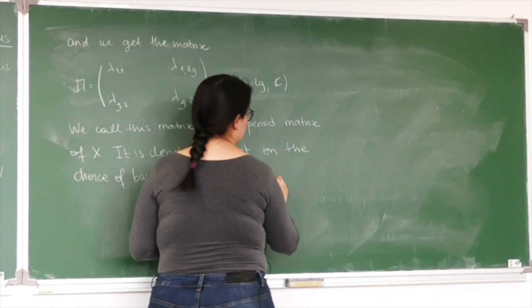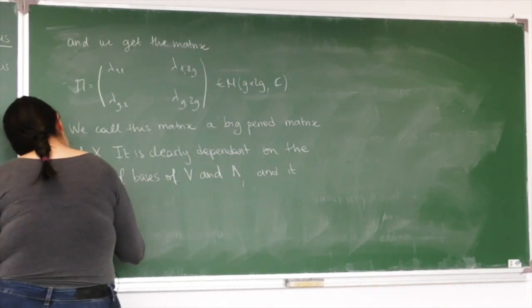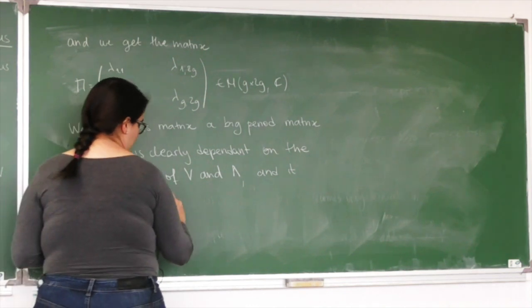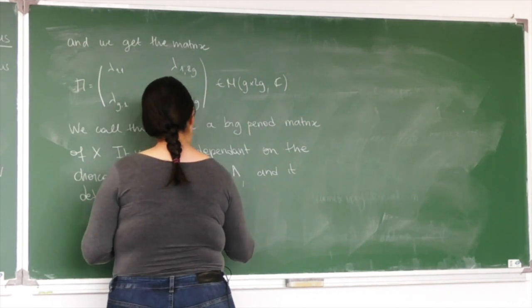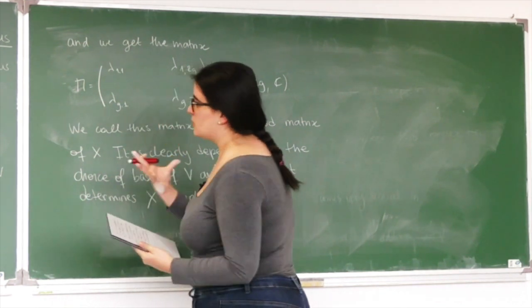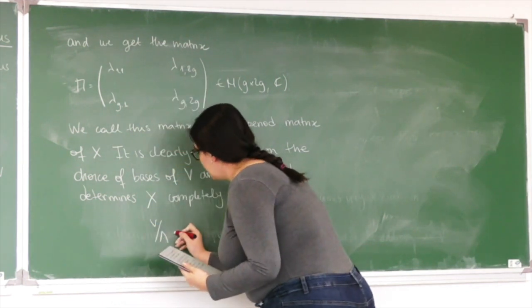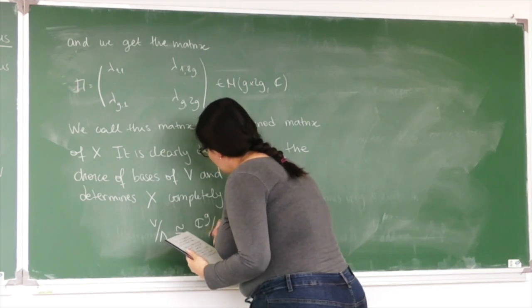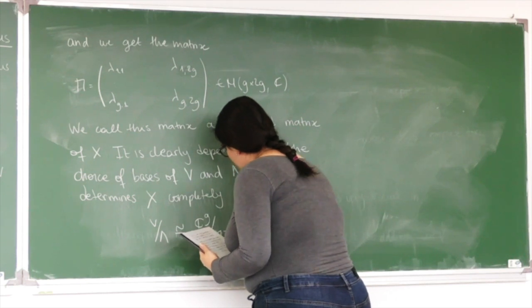And it also determines the complex torus completely. Basically, this choice of basis is just an isomorphism from V quotient lambda to C^g quotient the big period matrix Z^2g.